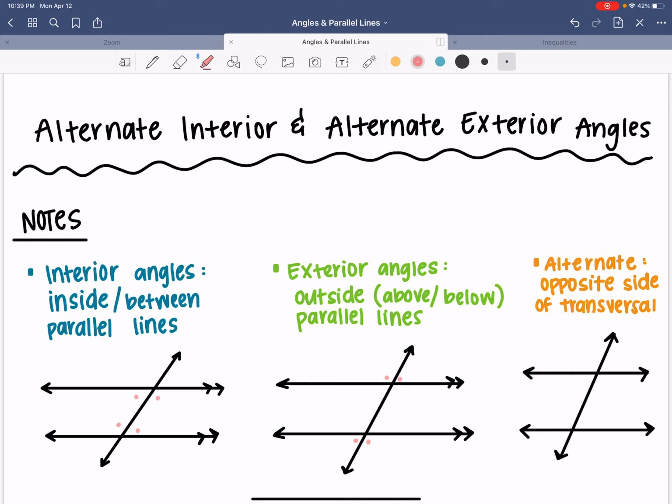Alternate angles are just any two angles that are on opposite sides of the transversal. So if we have an angle pair that is here and here, those would be alternate because one's on the left of the transversal and one's on the right. On the other hand, you could have alternate angles here and here because they are still on opposite sides of the transversal.